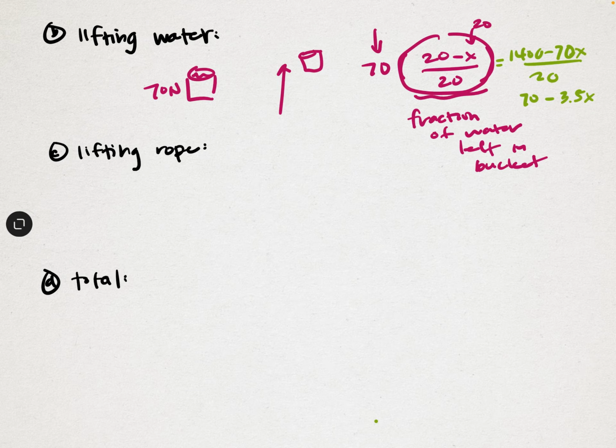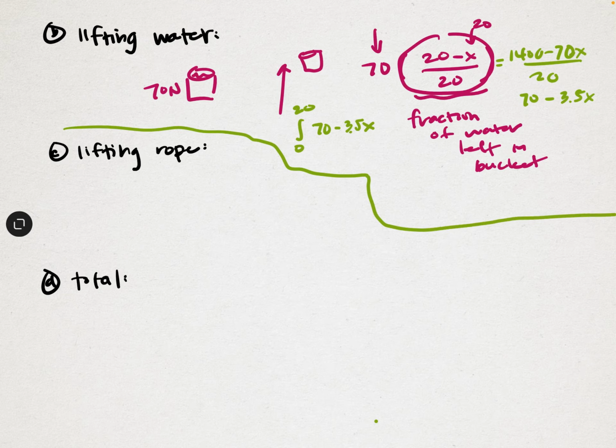We did that because it's going to make our job a little bit easier when we do our integral. So we're doing the integral from 0 to 20 again, because it's being lifted from 0 to 20 meters, of 70 minus 3.5x. This is going to be 70x minus 3.5 divided by 2, which is 1.75 x squared, from 0 to 20.